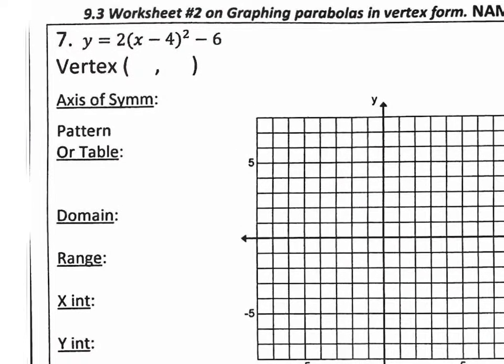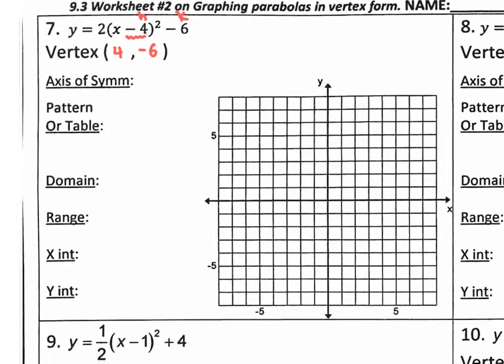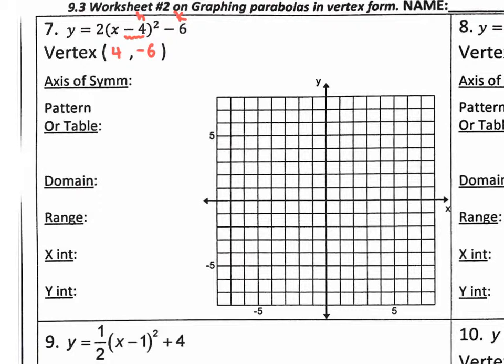So number 7, what's the vertex? Knowing vertex form, you think opposite on H and you take K for what it is. What's the opposite of negative 4? 4. And then K, you take it for what it is. So the vertex is (4, negative 6). Let's graph 4 on the X, negative 6 on the Y, and put a dot right there. Second step to graphing any parabola is to draw your axis of symmetry right through that vertex.